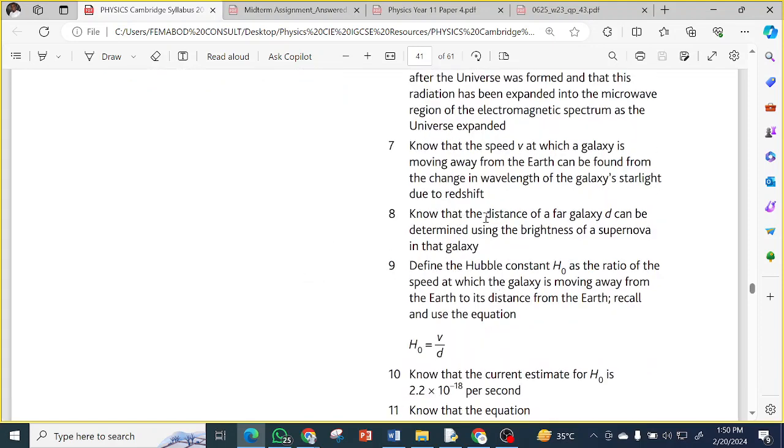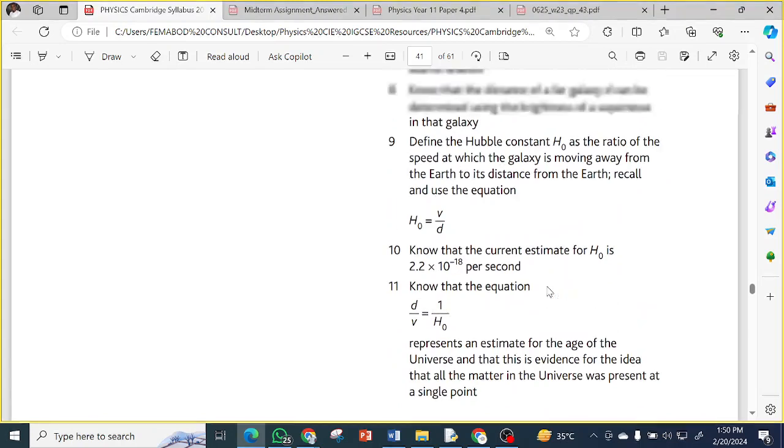Then we should also know that the distance of a far galaxy, D, can be determined by the brightness of a supernova in the galaxy. So please note this point too. I think I've seen it in several objective questions too. The distance of a far galaxy can be determined using the brightness of the supernova in that galaxy.